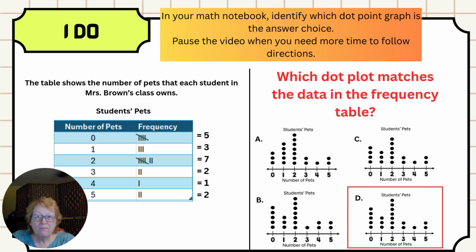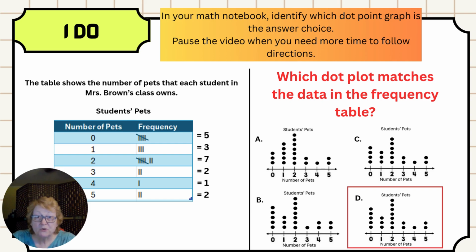Let's keep going. What about for 3 pets? According to the frequency chart, there are 2 students. Look at the dot plot choice in letter B. How many dots are at the number 3? Well, there's only 1. Does that match the frequency chart? No, it does not. So answer choice B cannot be the answer.